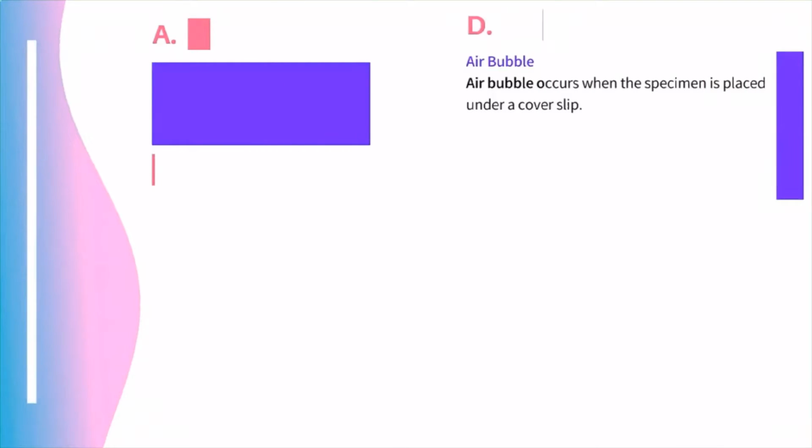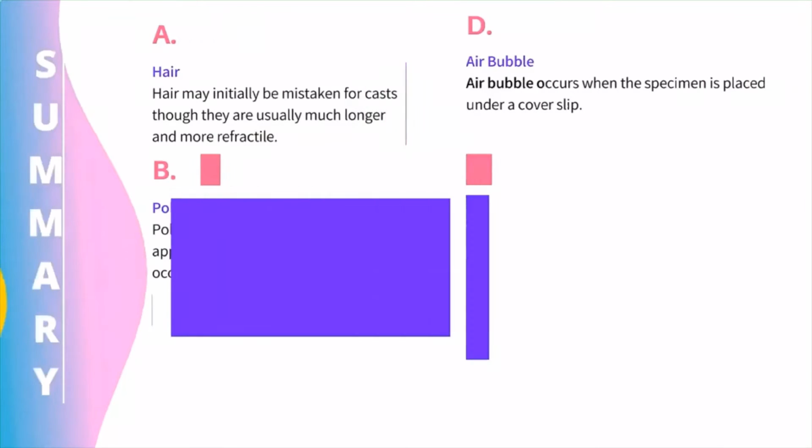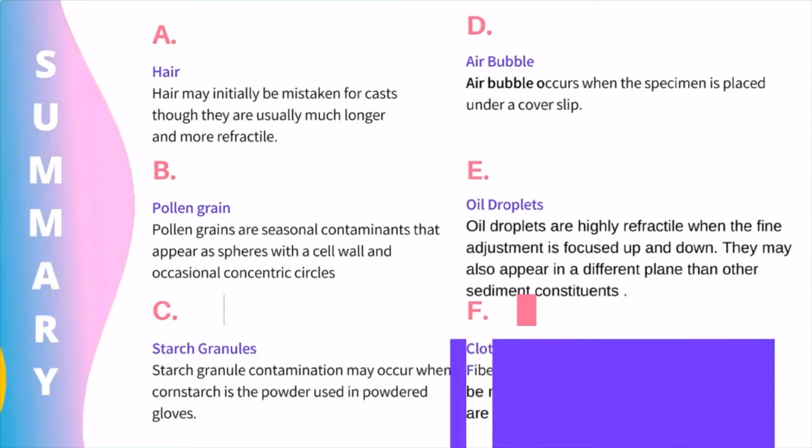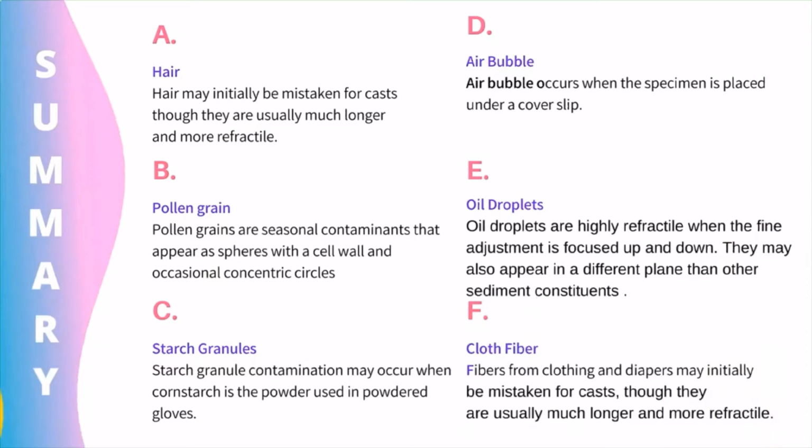Here, I made a summary of the aforementioned artifacts. So the first one is hair. It may initially be mistaken for casts, though it is usually much longer and more refractile. The next one is pollen grains, which are seasonal contaminants that appear as spheres with a cell wall and occasional concentric circles. The third one is starch granule contamination.